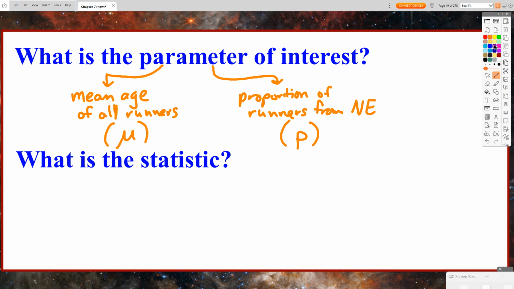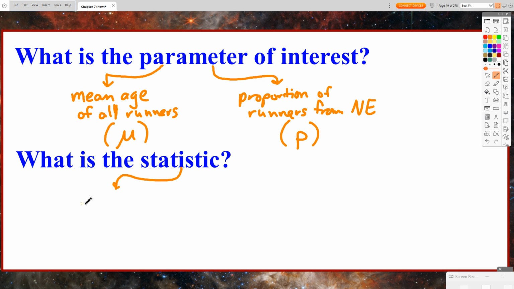All right, now what is the statistic? So we wanted to know these 2 values. We want to know the mean age and the proportion of all runners from Nebraska, but we don't have access to that entire data set. Now I did, but you don't, right? So your next step was to take a sample, and from that sample, you took 30 runners and you calculated what their mean age was and what proportion of those 30 runners were from Nebraska.